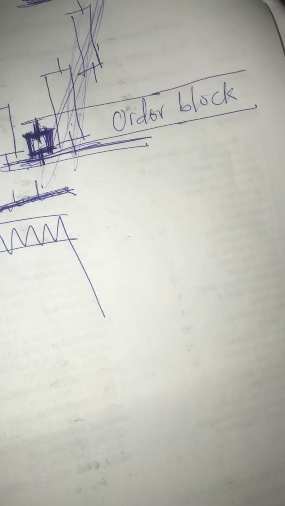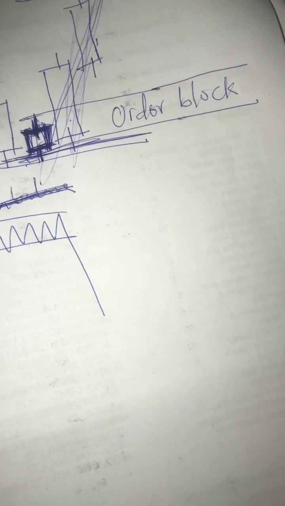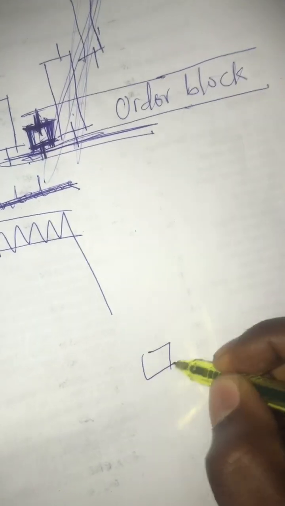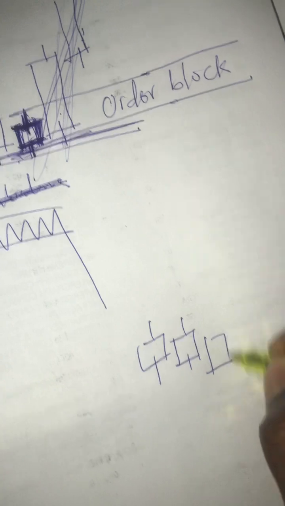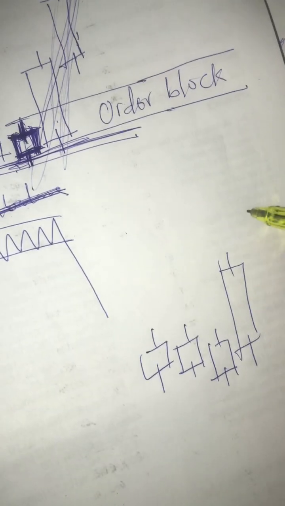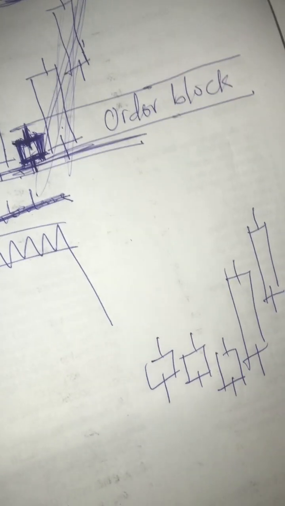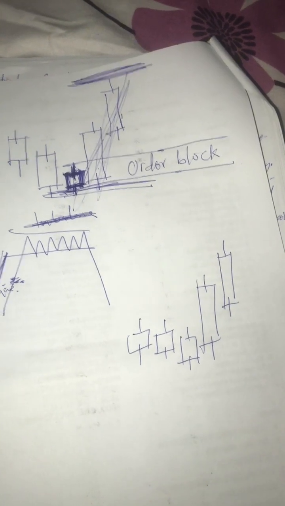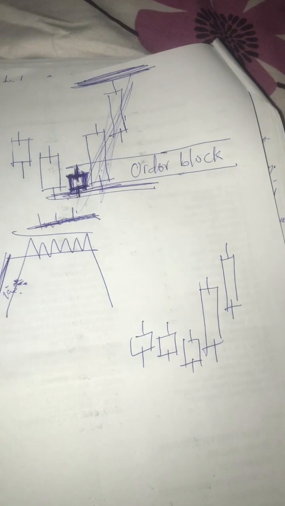Number one rule, there must be a presence of inefficiency. What is inefficiency? It is a momentum. Like for instance, you have a small candlestick like this, then we have a big one. This is momentum. And this is another long one. This is momentum.